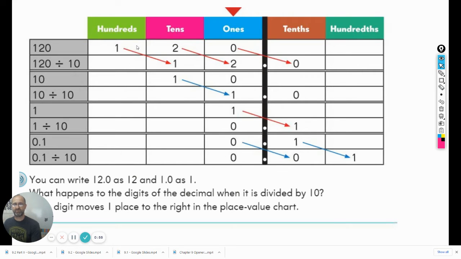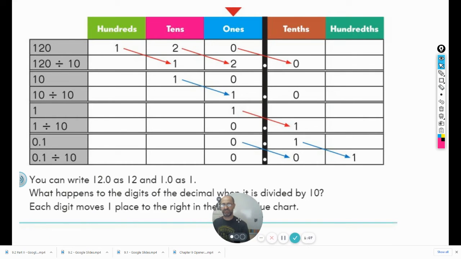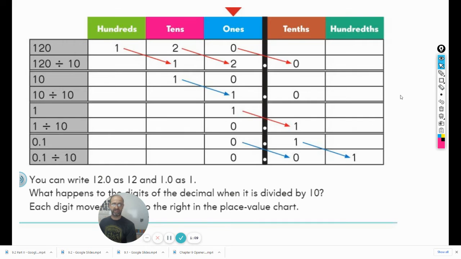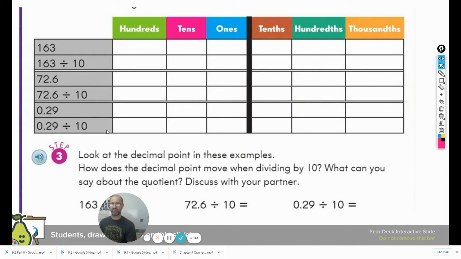Same thing when you're dividing, you're moving all of your digits over, but your decimal is functionally moving over one place in the other direction as well. It says what happens to the digits of the decimal when it's divided by 10? Each digit moves one place to the right, or your decimal goes one place to the left. Yeah, we're just going to go on and do this.